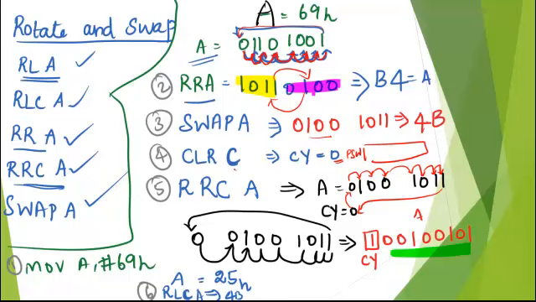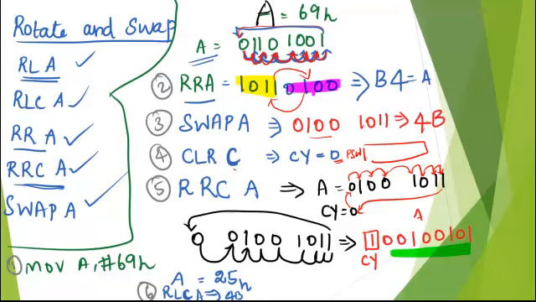Carry is 1 now, and then the carry will be moved to the 7th bit position. So it will be 0 0 1 0 0 1 0 1. That is what is stored in the accumulator. What is 0 0 1 0? It is 2. What is 0 1 0 1? That is 5. So the accumulator will be 25H.